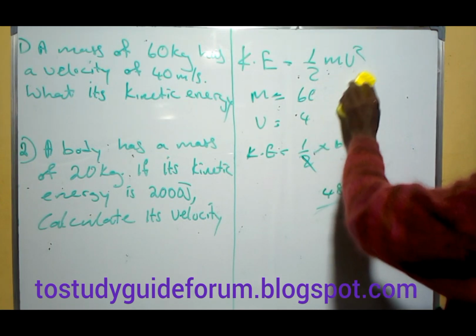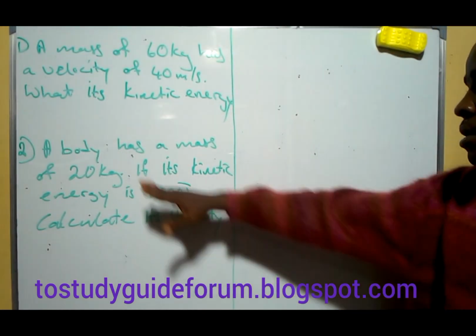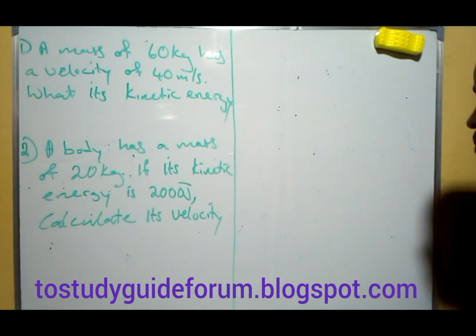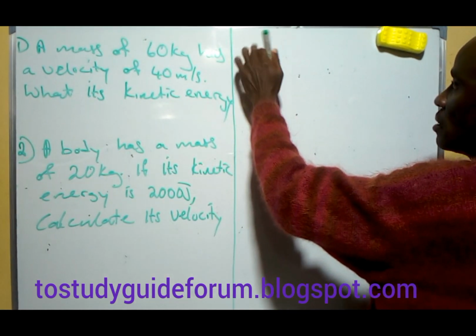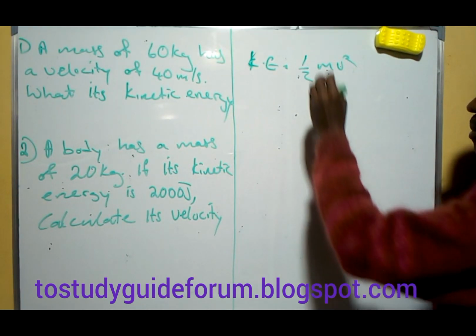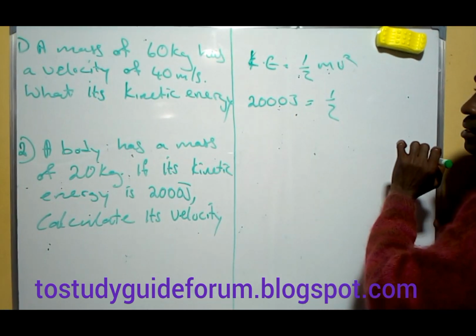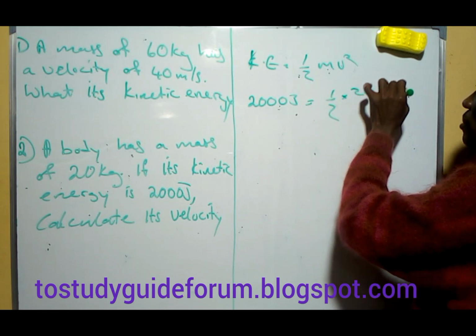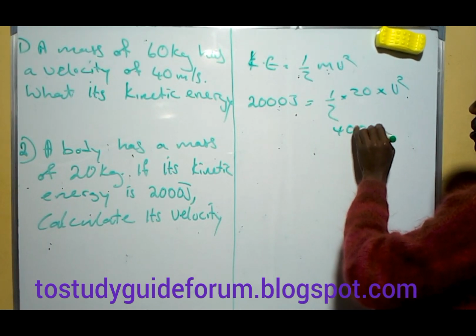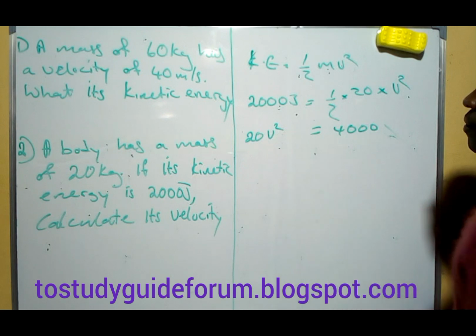In the second question, a body of mass 20 kg has kinetic energy of 2000 joules. Calculate the velocity. To find the velocity, we know that kinetic energy is equal to half times mass times v squared. Our kinetic energy this time is 2000 joules, and the mass of the object is 20. So cross multiplying, we have 40,000, which equals 20 v squared.